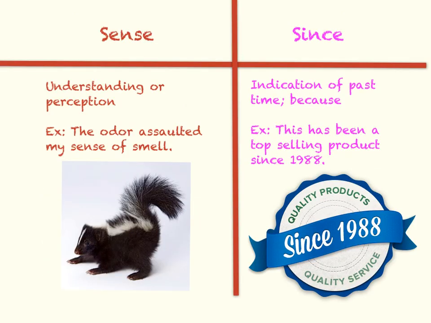Okay, so here you see the two words sense and since. In the red, you'll see the meaning of the word sense. It means to understand or the perception of something. The example is a perception. It says, the odor assaulted my sense of smell. On the right-hand side in the pink writing, you'll see since. And this means indication of past time, because. An example, this has been a top-selling product since 1988.